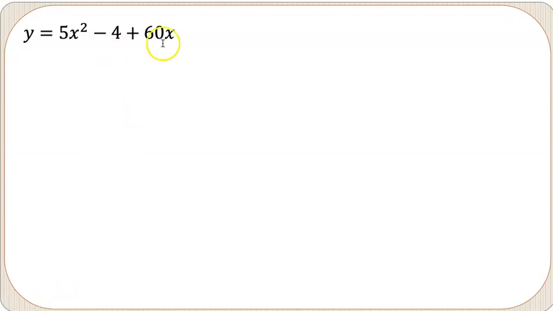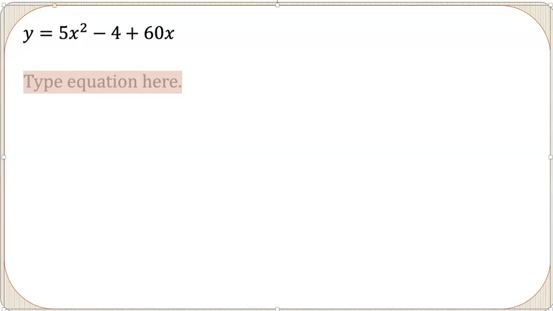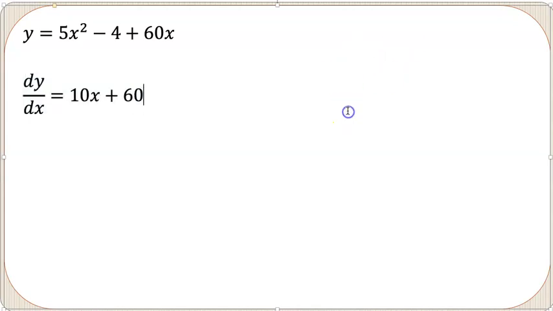How about this one? So we have dy over dx equals 2 times 5, that's going to be 10x, minus 4 will be 0, so we can ignore that, and then 60x becomes 60. And that's all there is to this one. Alright, one more.